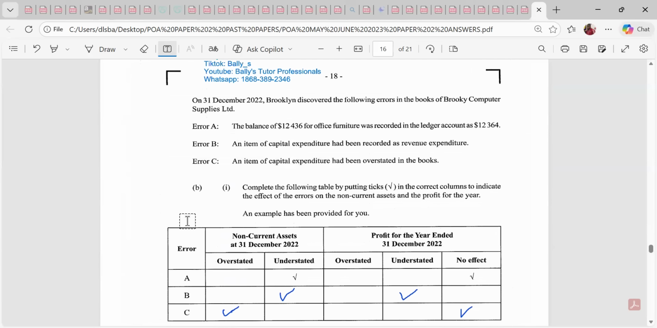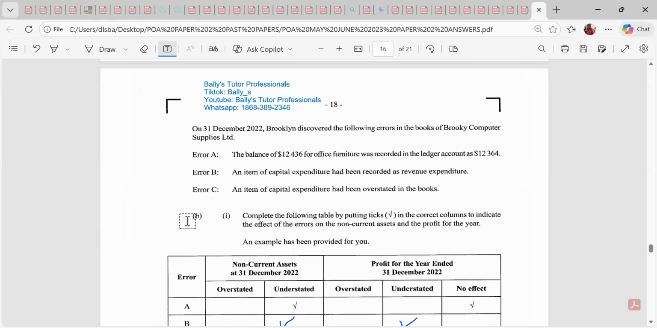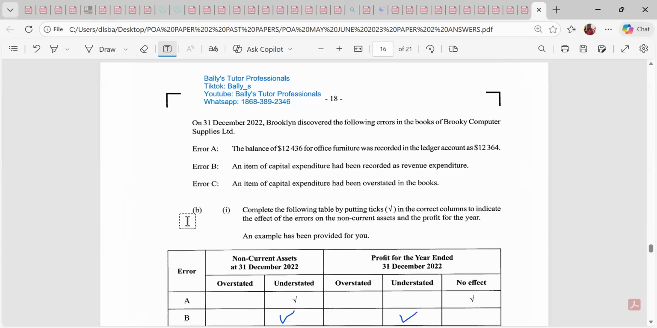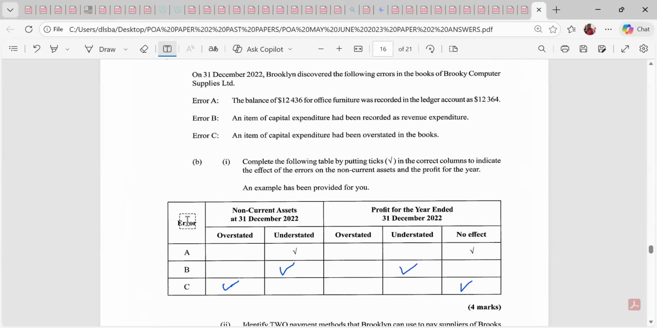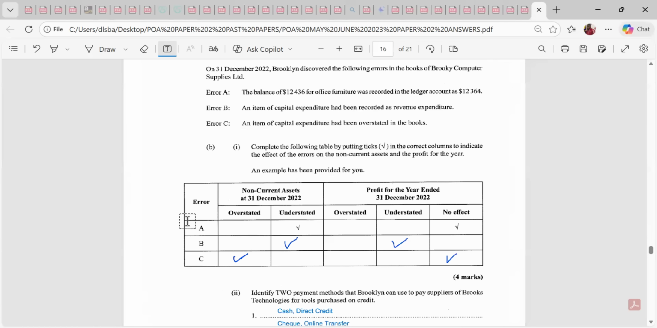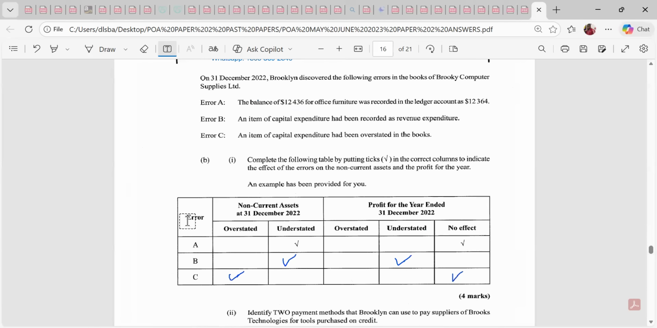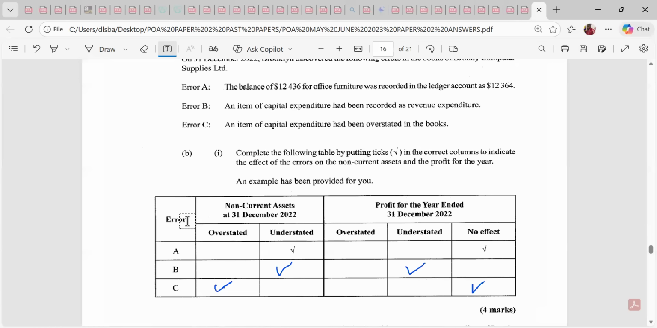Right? We're almost finished. On the 31st of December 2022, Brooklyn discovered the following errors on the books of Brookie Computer Supplies. The first one, the balance of 12,436 for office furniture was recorded in the ledger as 12,364.